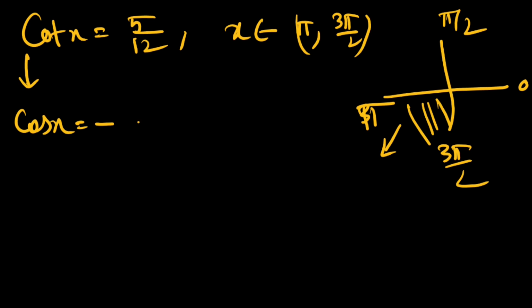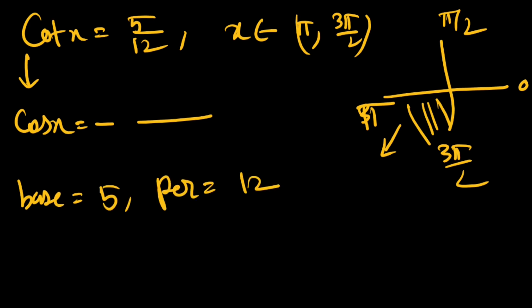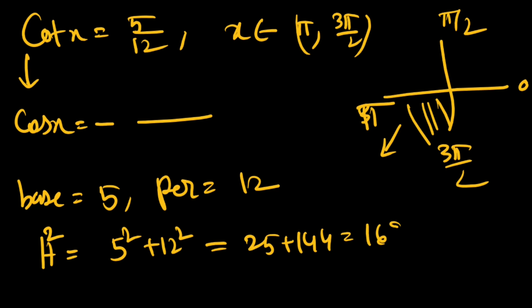It is given that cot of x is equal to 5 over 12. That means base is equal to 5 and perpendicular is equal to 12. So we find the hypotenuse: hypotenuse square is equal to base square plus perpendicular square, that is 5 square plus 12 square, that is 25 plus 144, that is 169. This implies hypotenuse is equal to 13. So we find cos x, and since x lies between pi and 3 pi by 2, cos x is negative, with base 5 and hypotenuse 13. So cos x is equal to minus 5 by 13.